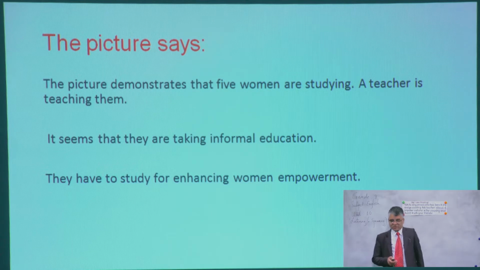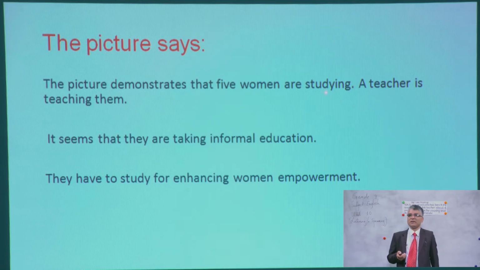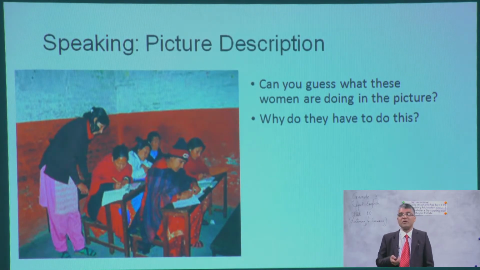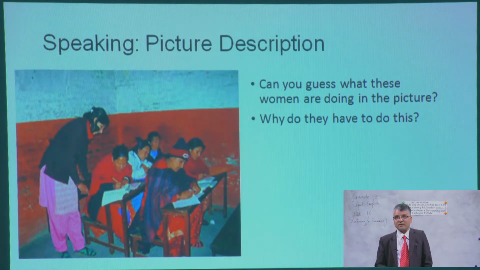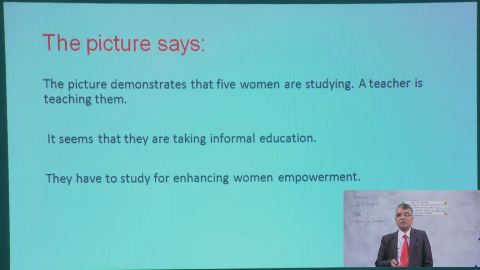The picture demonstrates that 5 women are studying, or a teacher is teaching them. It seems that they are taking informal education. Why informal education? Because they don't have any prescribed attire, prescribed uniform. And according to their age, they seem to be quite older. They are not school students, right? So the major objective of this event is that they have to study for enhancing women empowerment.